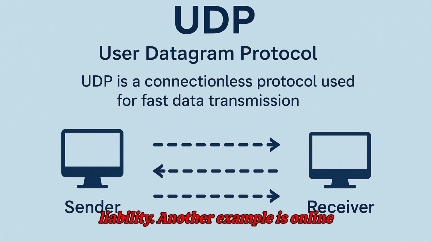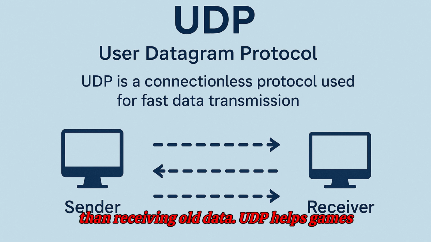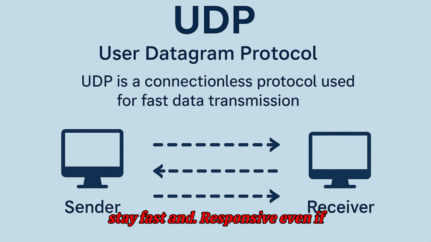Another example is online gaming. In games, receiving the most recent position of players is more important than receiving old data. UDP helps games stay fast and responsive, even if some packets are lost.